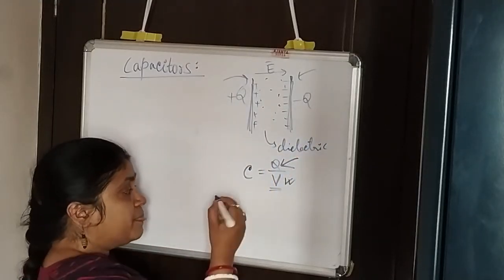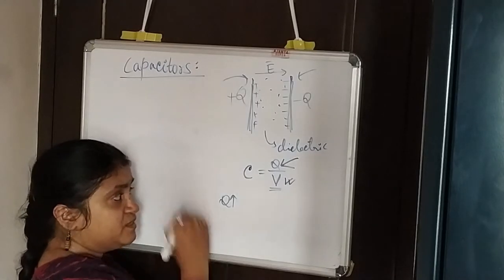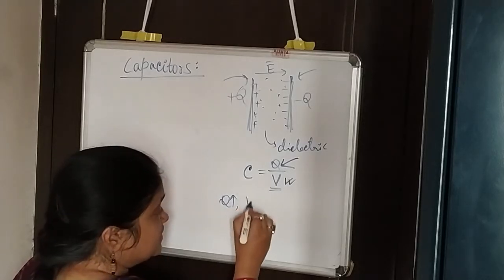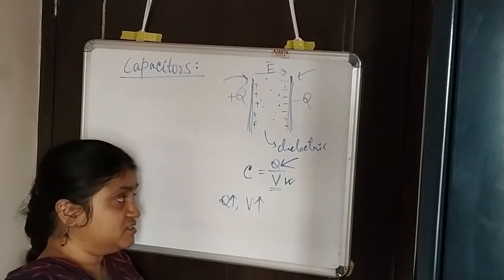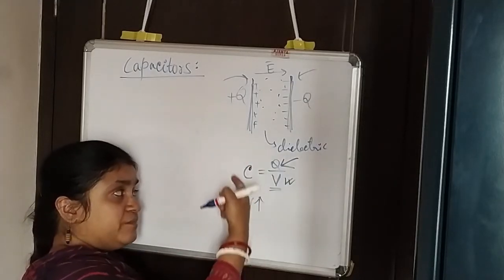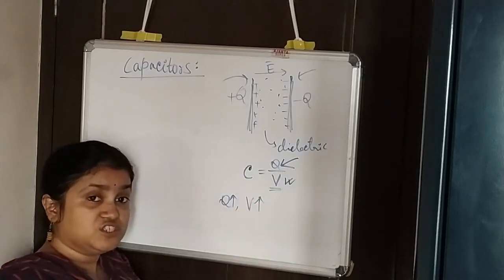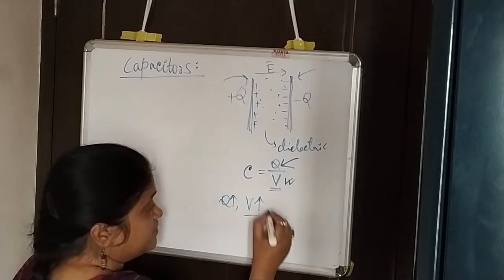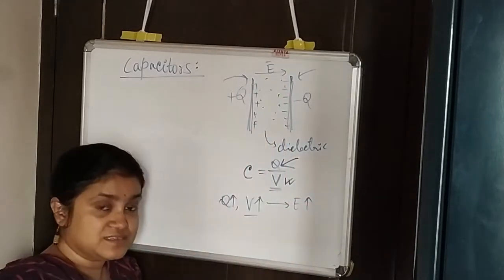How does it happen? If we give more charge, keeping the capacitance of the capacitor constant, it will increase the potential difference in it. So as you give more charge, capacitance is constant, it will definitely increase the potential inside. If the potential increases, it means that the electric field inside would also increase.